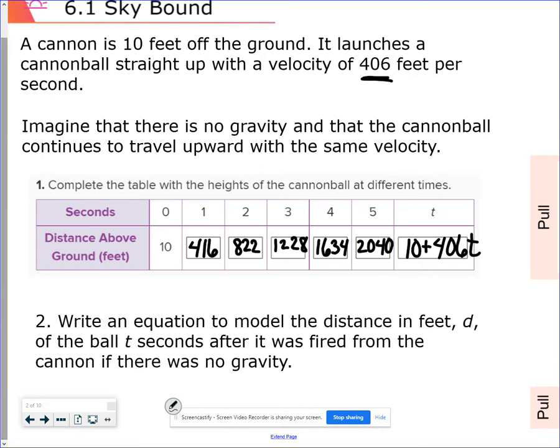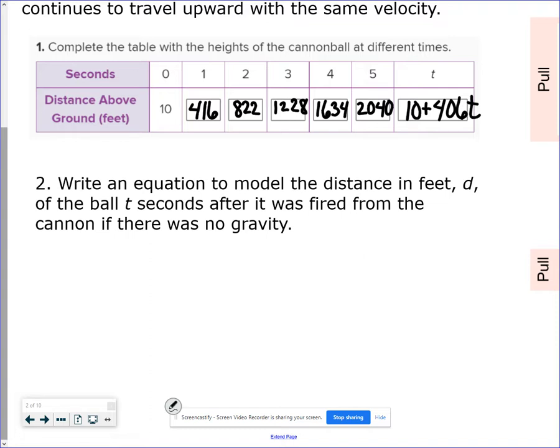Okay, so number 2 asks that same thing. It says, what's the equation for this? Well, I just wrote an expression in the table, but the equation would be that the distance that we've got right here in feet would be equal to 10 plus 406t. T is the number of seconds that it's traveling.